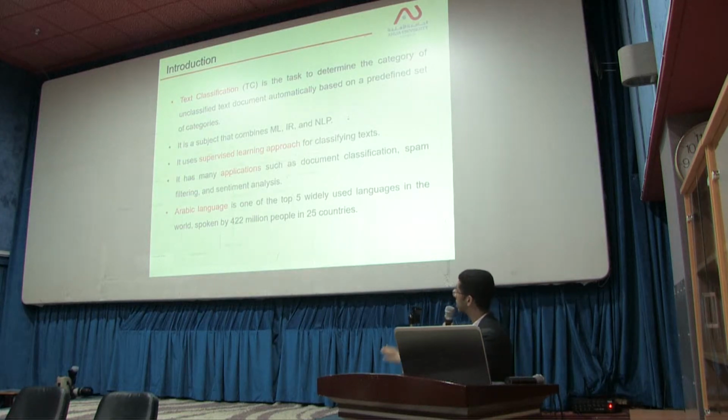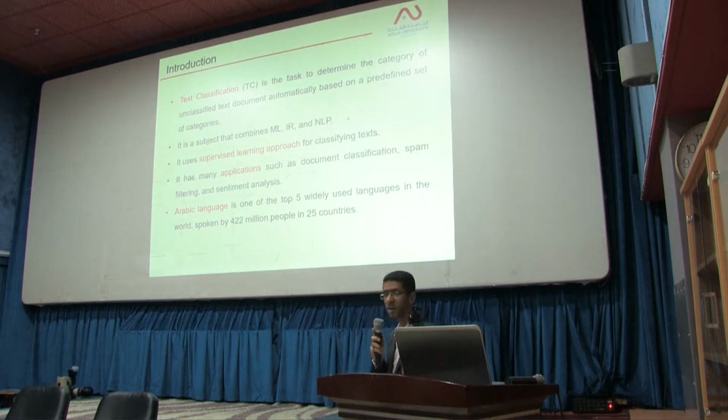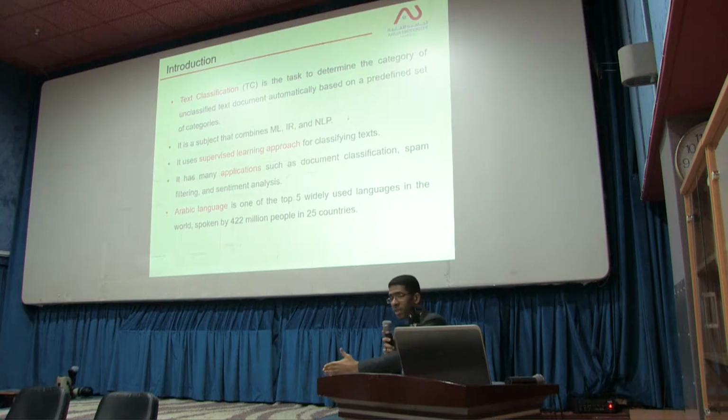Text classification is a subject that combines with machine learning, where we apply our classifiers on the Arabic text data to predict the final result, or the classes or categories of these documents. In information retrieval, we have to process these data and extract the features, the terms or the words from the documents, and present them to the machine learning classifier.